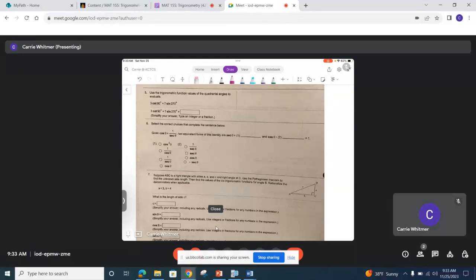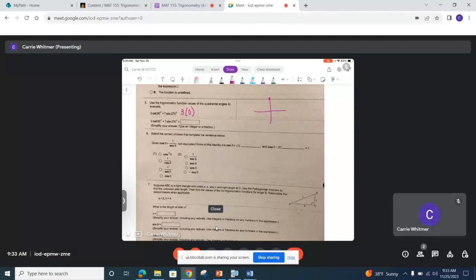Then for number 5, we have 3 times the cotangent of 90. So the cotangent of 90 would be 0. And that's because at 90 degrees here, my ordered pair is 0, 1. And cotangent is x over y. Okay, and then plus 7 times the sine of 270. Well, here's 270. That ordered pair is 0, negative 1. My sine value is the y, so that's 7 times negative 1. 3 times 0 plus 7 times negative 1 is negative 7.